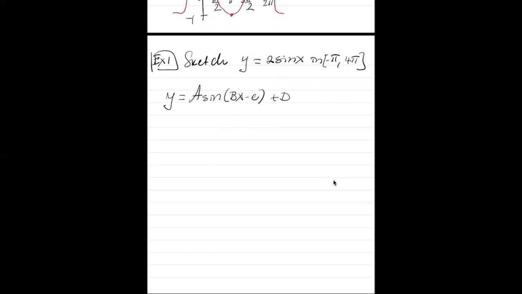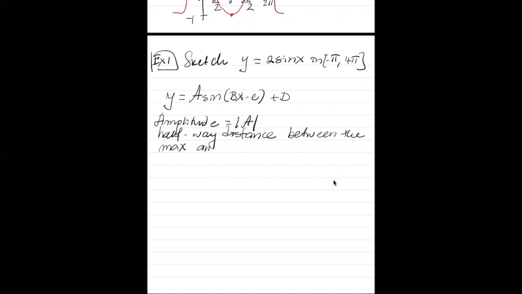And we're going to explain those letters are actually numbers. A is the amplitude, and actually the amplitude is the absolute value of A. So the halfway distance between the max and the minimum value of the function.